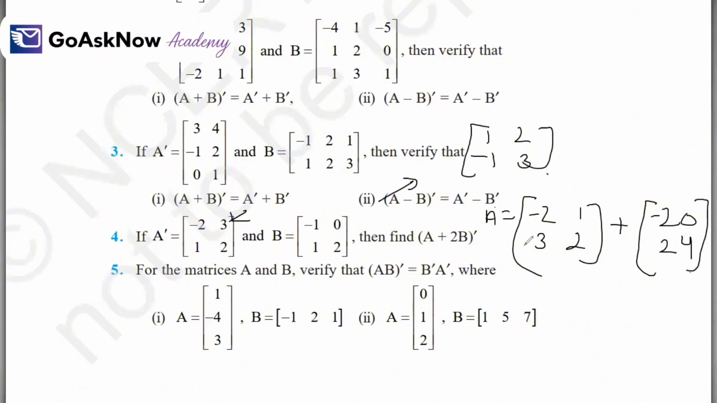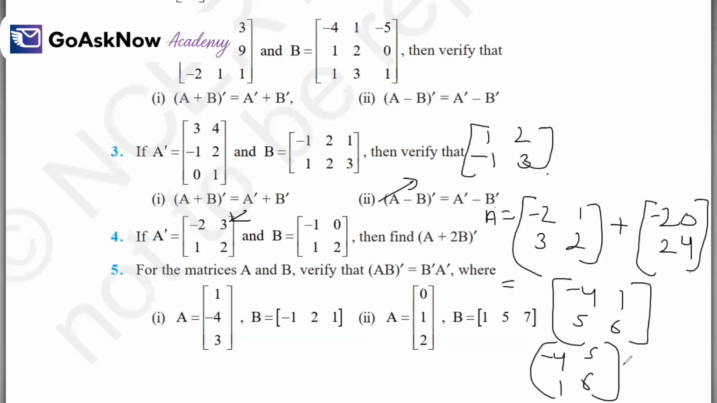Now you have to add this and take the transpose finally. So just add them. You will get -4, 1, 5, and 6. And take the transpose of the whole. You will get -4, 5, 1, 6. So this is your final answer. Simple as that.